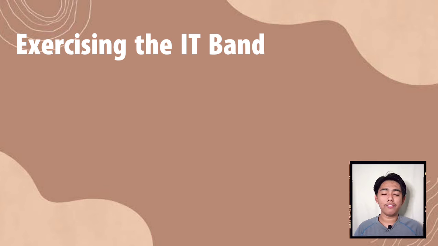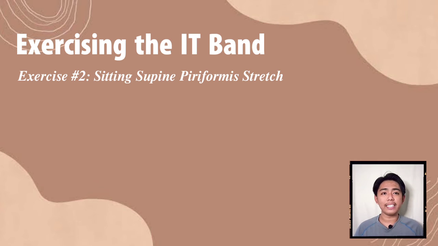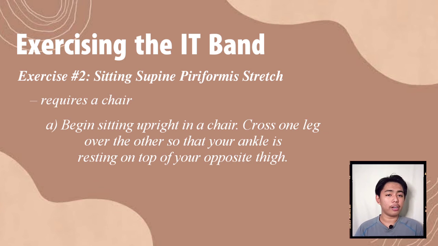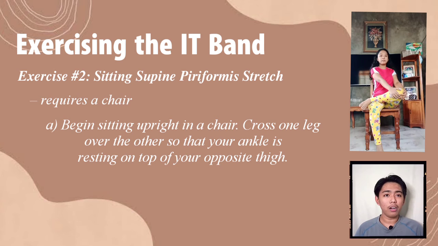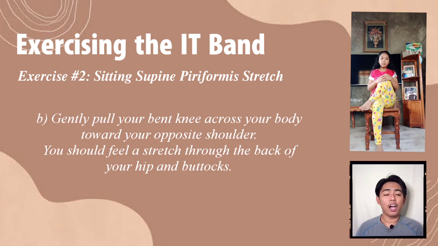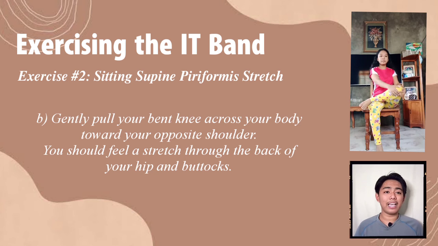Second exercise that involves the IT band tissues is what we call the sitting supine piriformis stretch. In executing this, we need a chair. Begin sitting upright in a chair. Cross one leg over the other so that your ankle is resting on top of your opposite thigh. Gently pull your bent knee across your body towards your opposite shoulder. You need to feel the stretch towards the back of your hip and at the buttocks, so that really you could feel that your IT band is being stretched. Try also not to arch your body or lean to one side as you stretch.